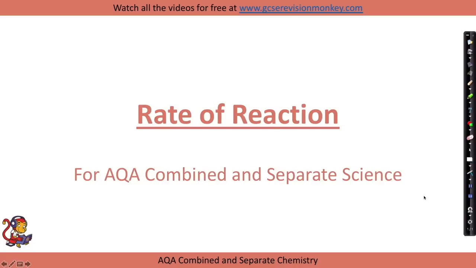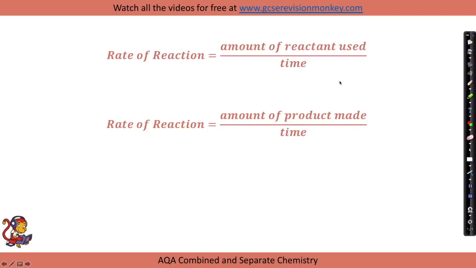Rates of reaction required practical. When wanting to calculate the rate of a reaction, you might need to use one of these two equations. The first one says the rate of reaction can be calculated by the amount of reactant used up over time, and the second one is the amount of product made over time. So we're going to design some investigations using these two equations.